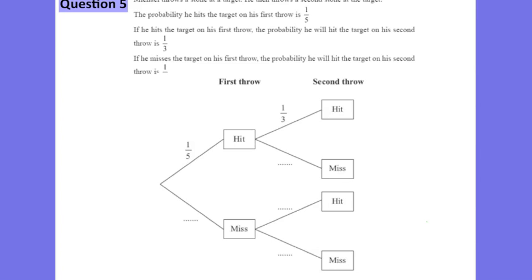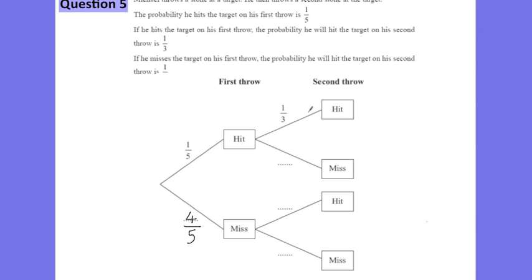Question number 5. Michael throws a stone at a target. He then throws a second stone at a target. The probability he hits his target on his first throw is 1/5. Look here, first throw, hit, 1/5. These 2 probabilities must add up to 1. Therefore, the probability of miss is 4/5.